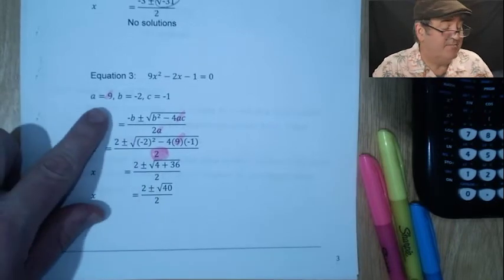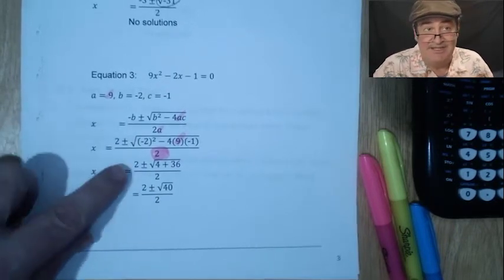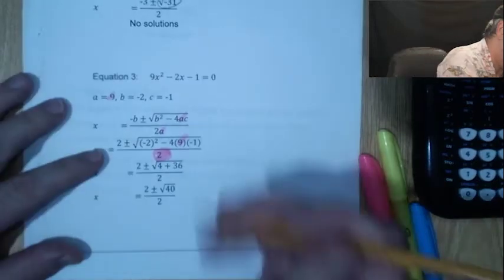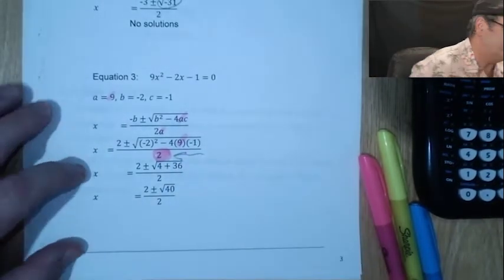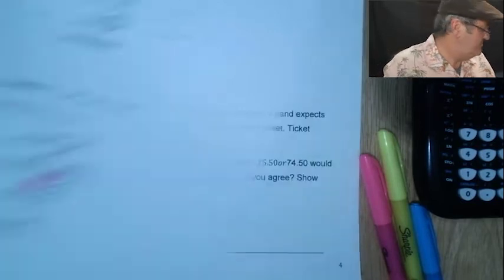It should have been divided by 2 times 9. It should have been divided by 18. That was a problem. They dropped it right there. So there's our error right there. Right there's our problem. All right.